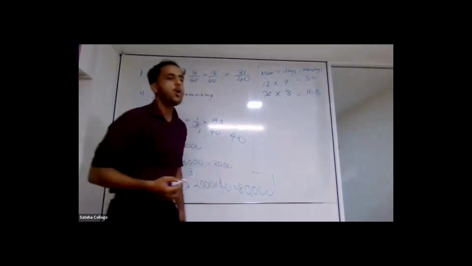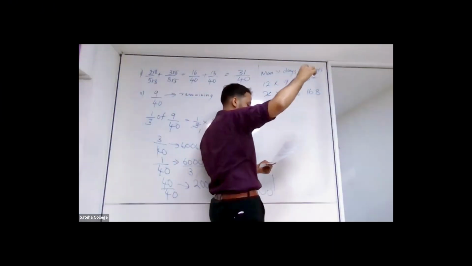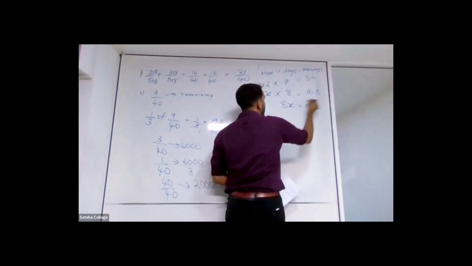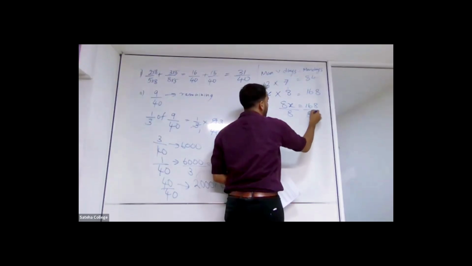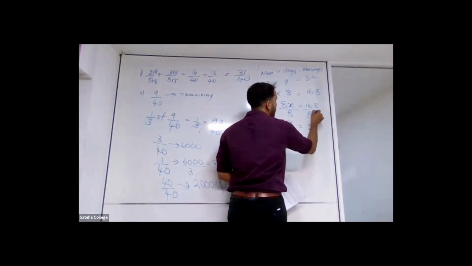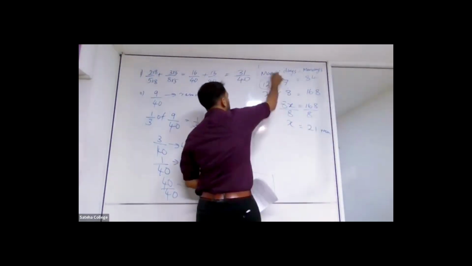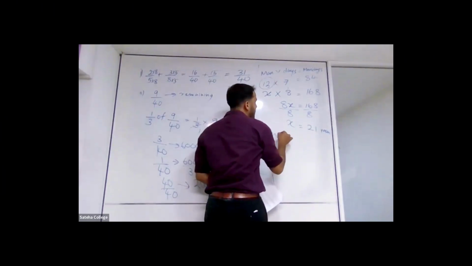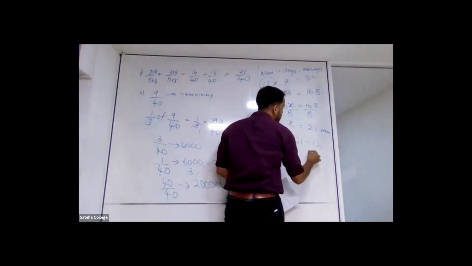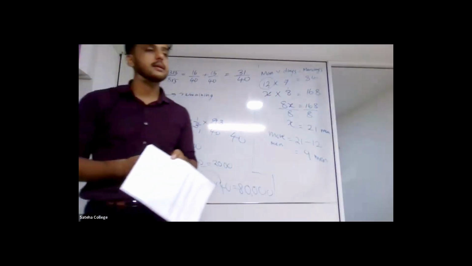The question is, how many men is required? So 8 into x, 8x is equal to 168. Divide both sides by 8 to find the value of x. Then 16 divided by 8 is 2. 8 divided by 8 is 1. So that means you need 21 men. But already you have 12 men. They're asking how many more men. So that is 21 minus 12, that is 9. So you need 9 more men to finish this task.